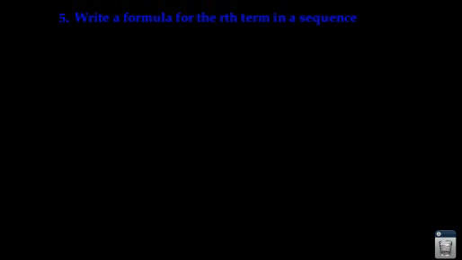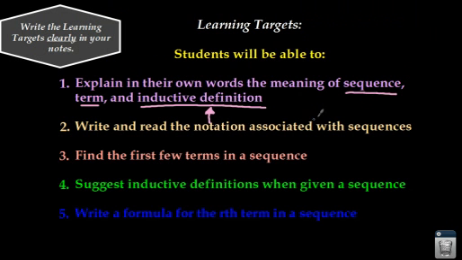Okay, so if we go back and look at our learning targets really quick, what we're going to see is that at this point you should be able to say what a sequence, term, and inductive definition are. You should be able to read and write that inductive definition as well as the rule for the rth term. Okay, we wrote the first few terms in a sequence, which means that you will hopefully be able to do that. We've suggested inductive definitions, and we just wrote the formula for the rth term. So it sounds like we've met our learning targets, and you will have time to practice these tomorrow in class. Make sure that you have your detailed notes with you when you arrive.